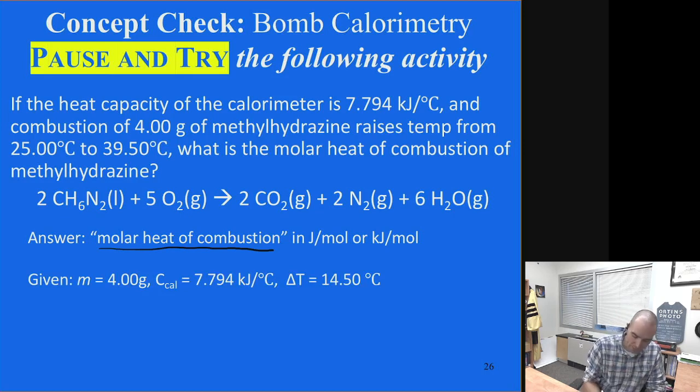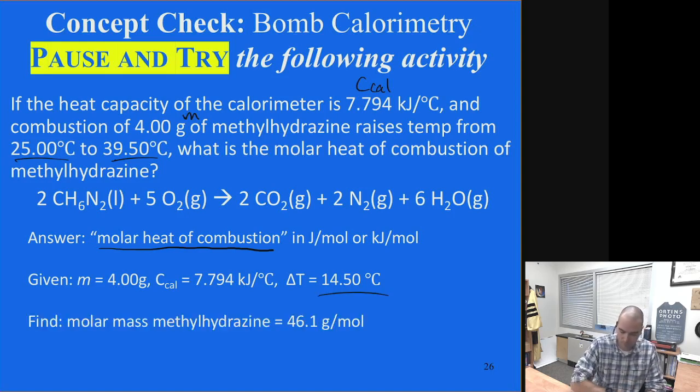We're also given the mass of methylhydrazine, m. We're given the C-cal, or the heat capacity of our calorimeter above, and we were given a change in temperature, which was the change from 25 degrees C to 39.5. That's an increase in temperature, so 39.5 minus 25 gives us a 14.5 degree change that we observed. Now, we were given the mass, and we need molar heat of combustion, so we're going to have to find the molar mass for methylhydrazine. Methylhydrazine, by the way, is the reactant in the balanced reaction that was given, and that's roughly about 46.1 grams per mole.